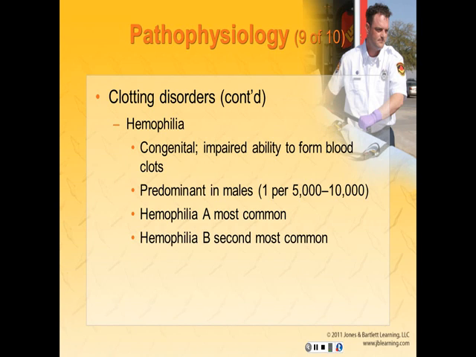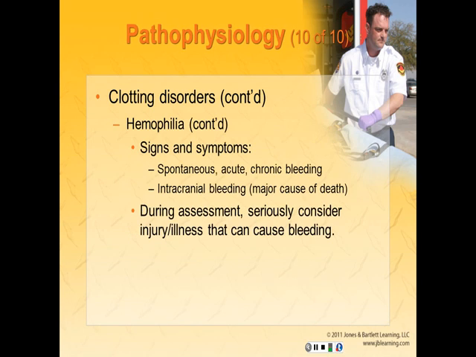The signs and symptoms of hemophilia A or B are the same. Spontaneous acute or chronic bleeding that may or may not be life-threatening, and spontaneous intracranial bleeding that is common and is a major cause of death. When assessing hemophilia patients, seriously consider injury or illness that can cause bleeding.